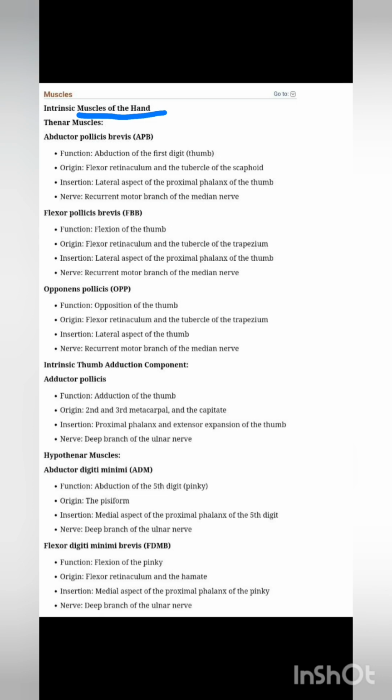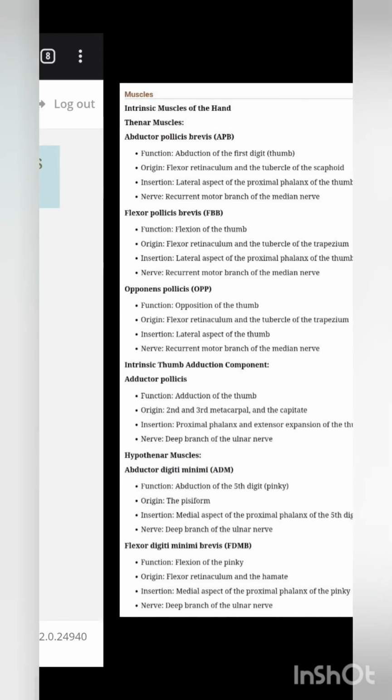First of all, muscles are grouped in various groups. The first group is the thenar muscles. The second group is the intrinsic thumb adduction component. There is only one muscle. Then the third group is the hypothenar muscles, and the other groups are the interossei muscles and the lumbrical muscles. In the interossei muscles there are two subdivided groups: dorsal interossei and palmar interossei.